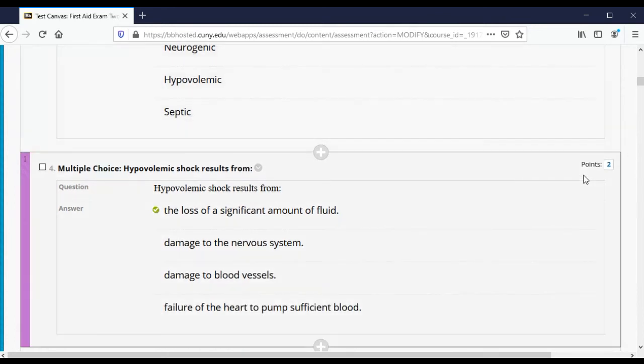Question number 4. Hypovolemic shock results from, and the answer is the loss of significant amount of fluid. It could be from loss of blood, which would be more specifically called hemorrhagic shock, or it could be from loss of fluids through things like vomiting, excessive diarrhea, loss of fluid from burn injuries, or excessive urination. The term for that would be called metabolic shock. That's not something we covered. The prefix hypo always refers to decreased. The prefix hyper always refers to increased.